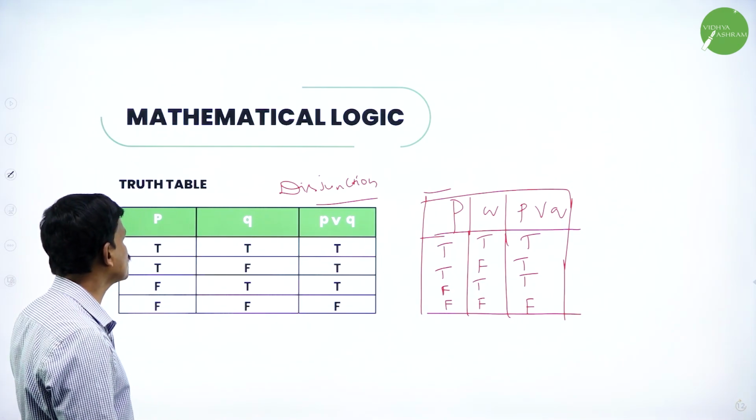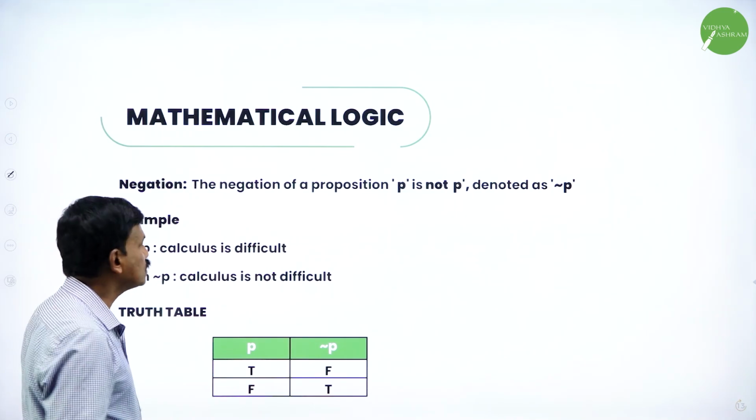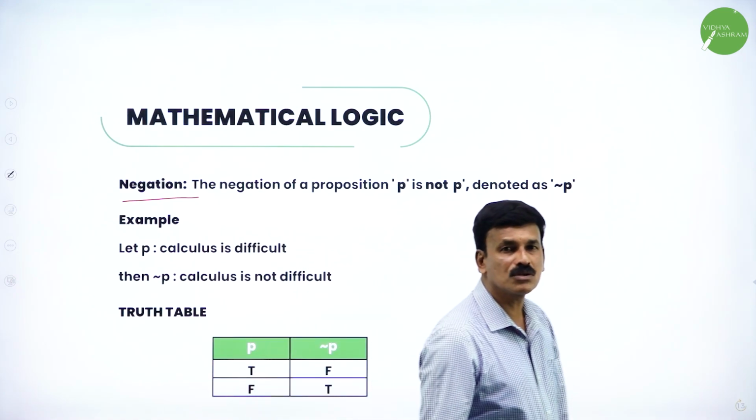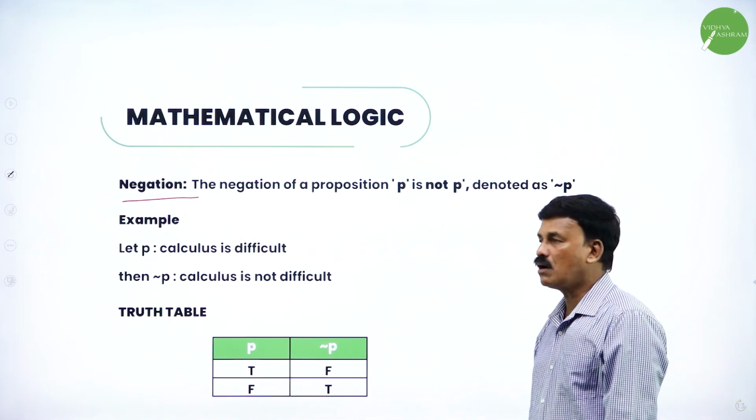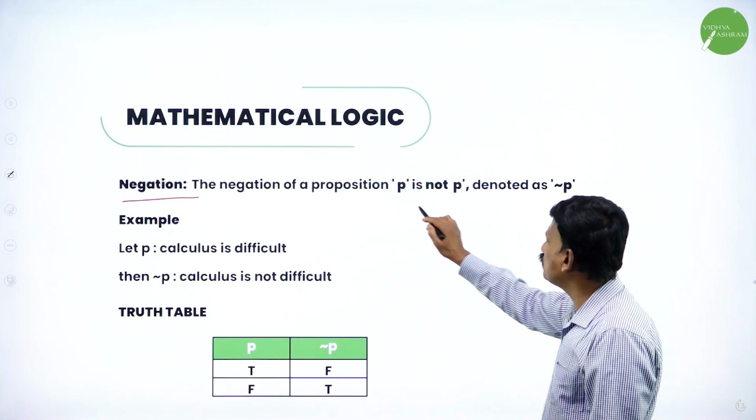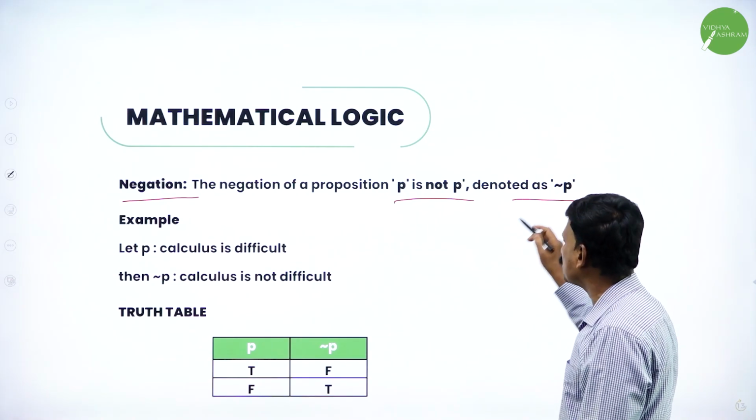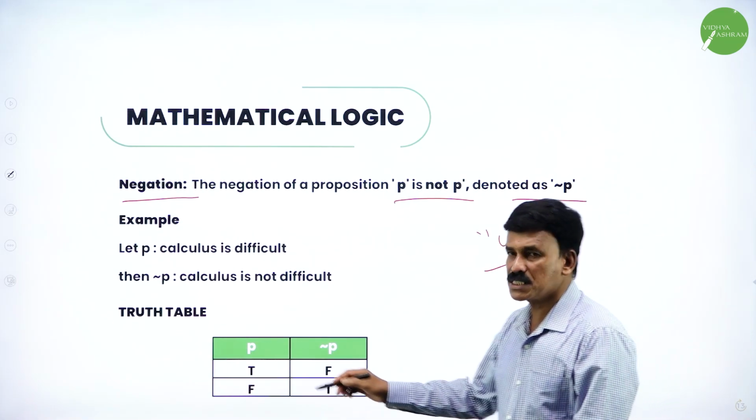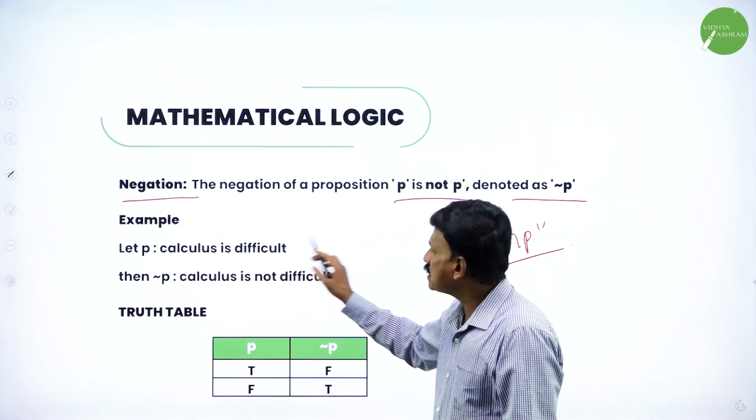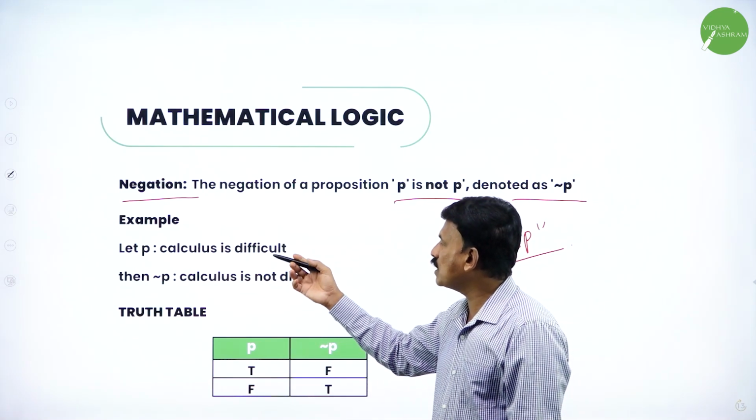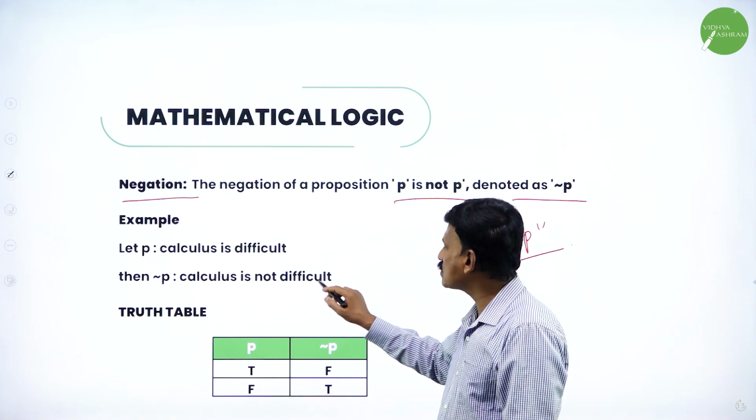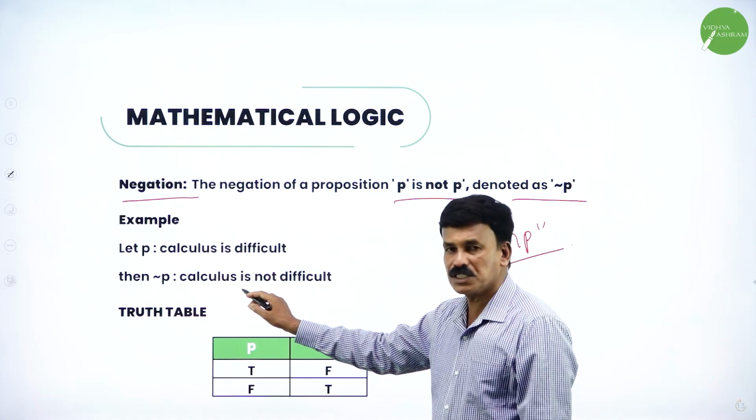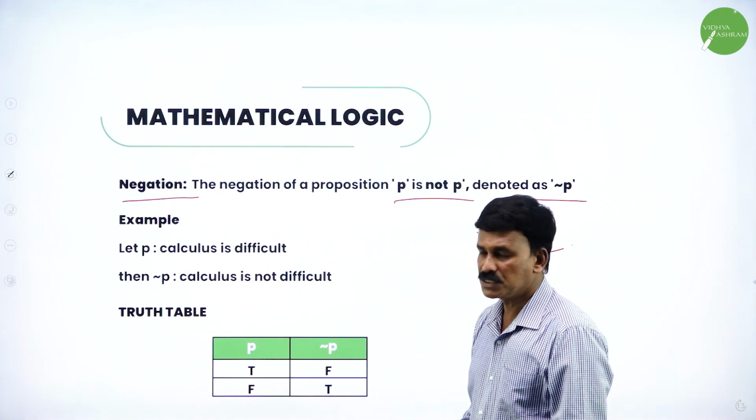Now next, negation. This is a very important concept. The negation of a proposition P is not P, denoted as negation of P. This is called the negation of P, not P. So let us consider, for example, P: calculus is difficult. What is the negation of calculus is difficult? Calculus is not difficult.